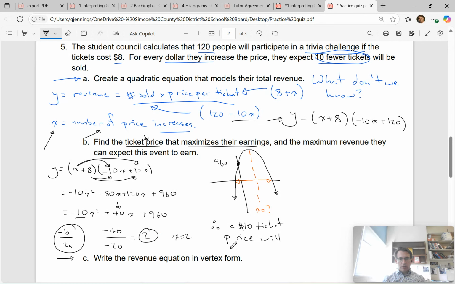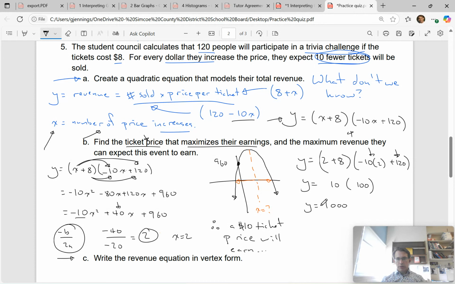will earn, let's see how much it earns. Okay, so you can input it here. We have y is equal to 2 plus 8, that's 2 times the price increased, times negative 10 times 2 plus 120. So we get y is equal to 10 times 100. Negative 20 plus 120 is 100. Y is equal to $1,000. We'll earn $1,000. 100 people will participate in the trivia challenge.